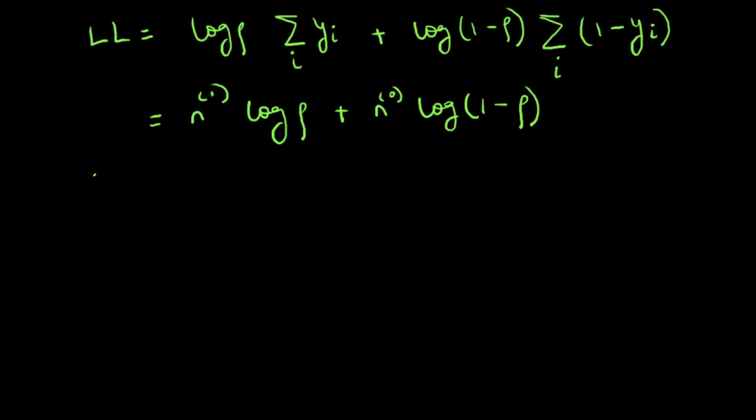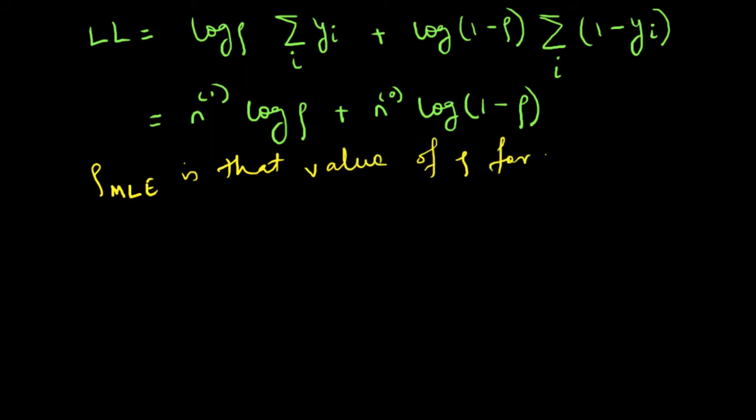So our rho MLE is that value of rho for which dou log likelihood by dou rho is equal to 0. As I said, I'm not checking whether this is maxima or minima. I leave that to you. What I'm going to do is only take a derivative and equate that to 0.